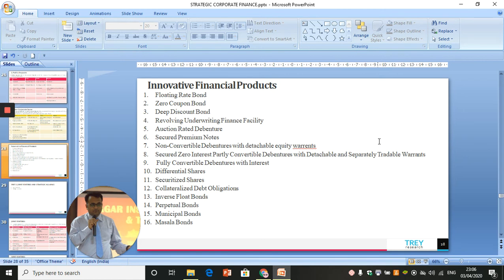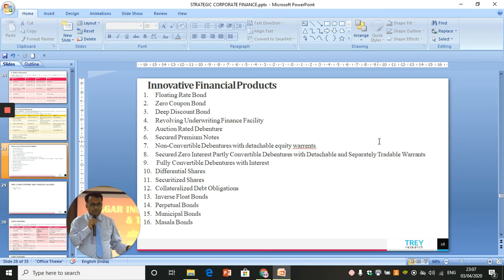And revolving underwriting financing facility. So the underwriter may also give some finance facility to the shareholders, and this is revolving because it is flexible. Auction rated debentures. So there are debentures which are auction rated, and they are priced as per the auction made by the people who are desperate to take those debentures. Then secured premium notes. There can be notes which can be issued, and those notes are secured by the assets of the company which is issuing those notes.